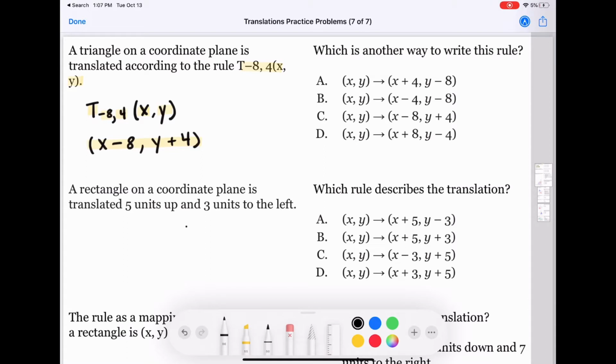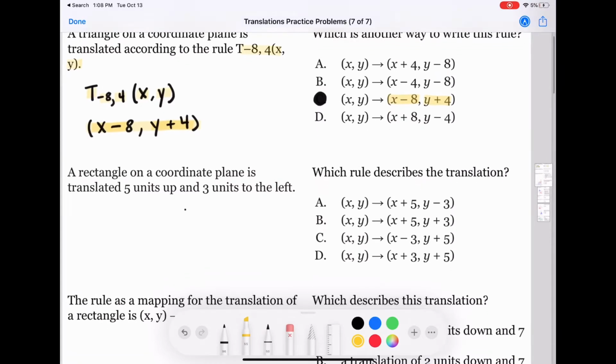This question is asking us to identify what is another way to write this rule. Well, that's exactly what we just did. We just identified that another way to write this function rule is to write a mapping rule. Our mapping rule was C, x - 8 and y + 4.